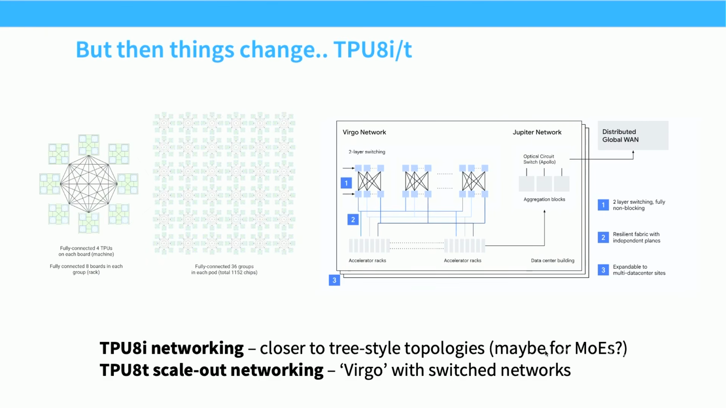And even at training time, with the TPU 8t, which is their training chip, the cross-rack connectivity looks a lot more like a GPU. There's much more of an all-to-all style switch being built out, called the Virgo network. That's the higher-level networking stack.